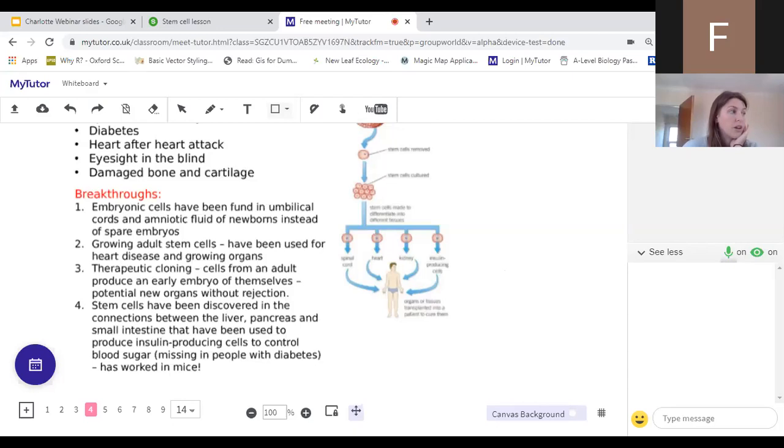That's therapeutic cloning. Oops, someone's just said that I'm frozen. I think all is well. Paula, let me know if I'm freezing for you, otherwise it might be an internet problem on the other end. Okay.